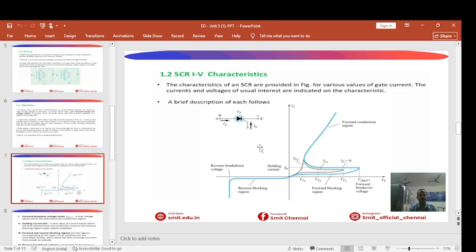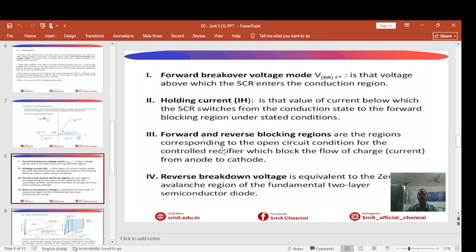From the slide we can observe that the VI characteristics show the reverse blocking region, the forward blocking region, as well as the forward conduction region. So these are the various regions that have been marked in the diagram. The effect of gate current will always be there. Higher the gate current, lower the breakover voltage, and earlier will be the switching. So these are the important points that you have to note from the graph.